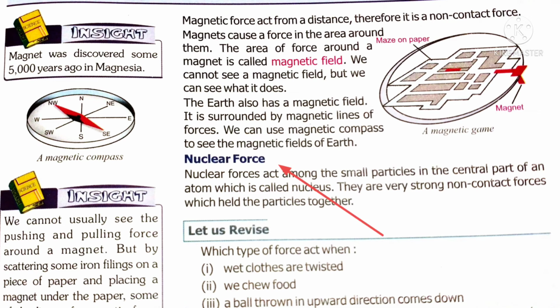Next comes nuclear force. This force can be found at the center of an atom. The center of the atom is called the nucleus. Inside the nucleus there are two particles, proton and neutron. The force of attraction developed between these protons and neutrons at the center of the nucleus is called nuclear force, which is a non-contact force. Protons and neutrons are strongly attracted to one another by nuclear force, which binds these particles together.